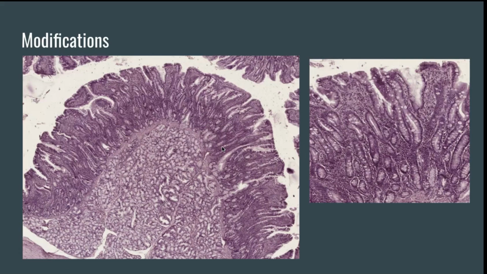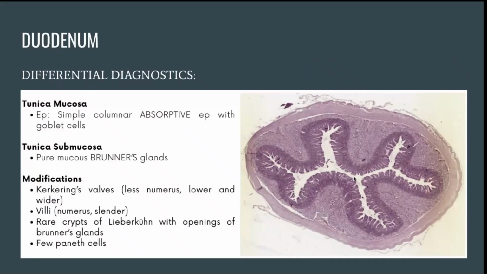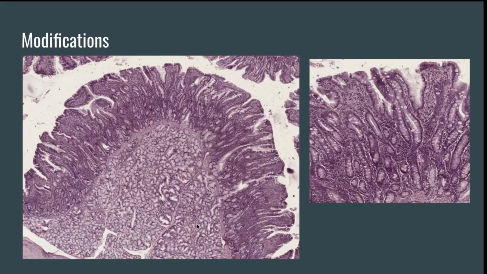So there are a few modifications of the duodenum which you have to know. The first thing is called a Kerckring's valve. Let me show you over here better. So this is one Kerckring's valve, this is the second, and so on. The Kerckring's valves of the duodenum are lower and wider.